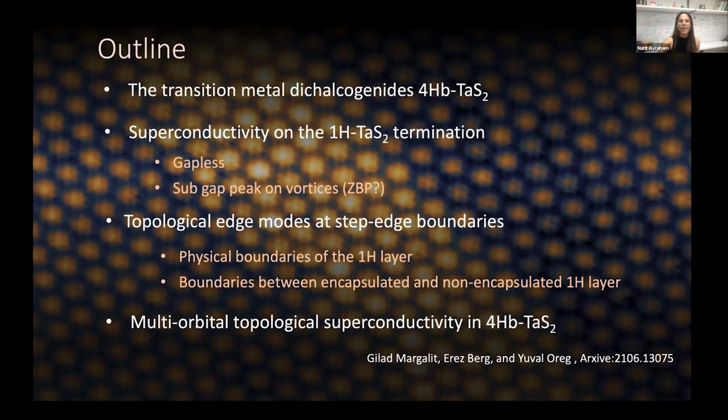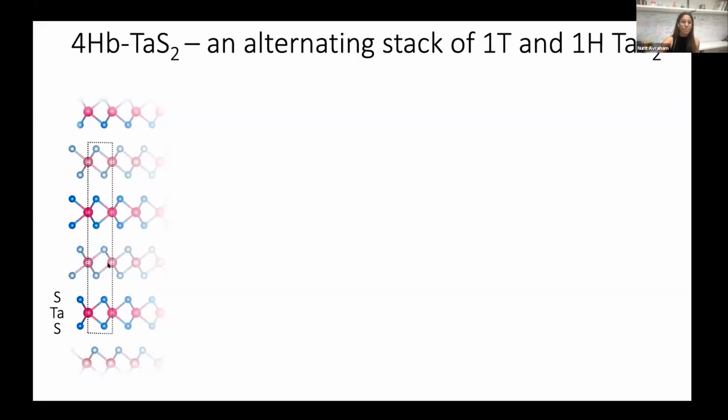So let's begin. This is the structure of the 4Hb tantalum disulfide. In general, we know that van der Waals materials provide a great platform to tune electronic properties and to engineer novel phenomena. And particularly interesting is this family of TMDs that, even before stacking them, provide fascinating correlated phenomena. So 4Hb is an alternating stacking of the 1T and the 1H tantalum disulfide polytypes.